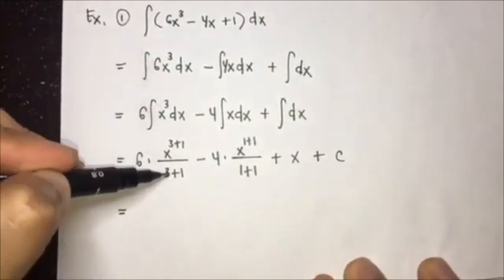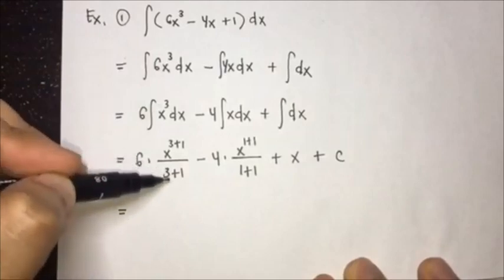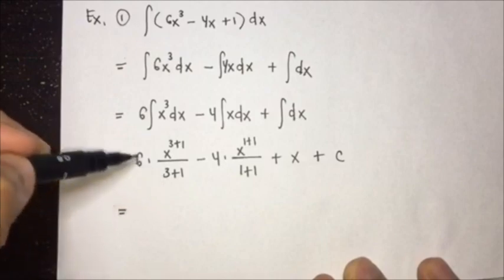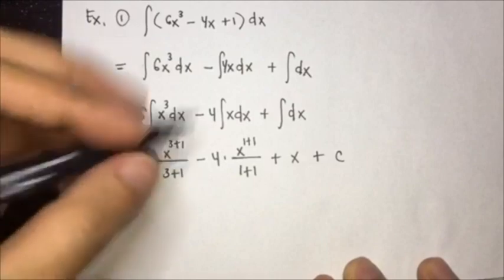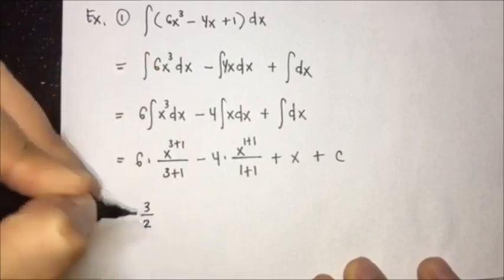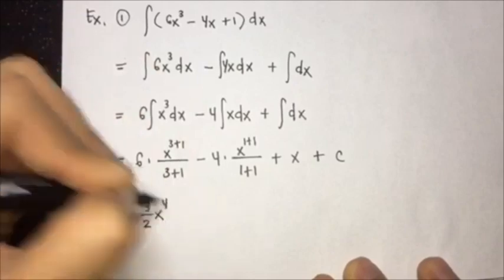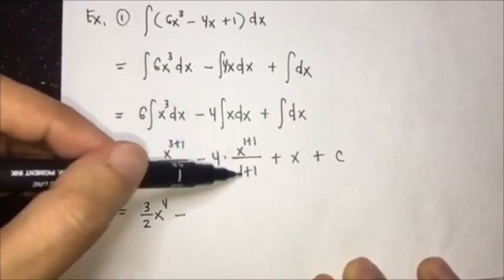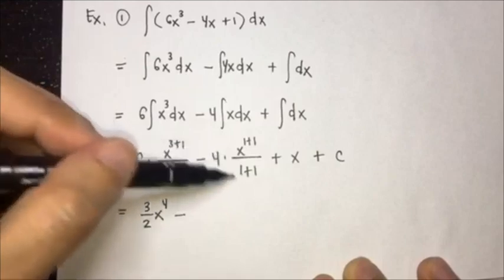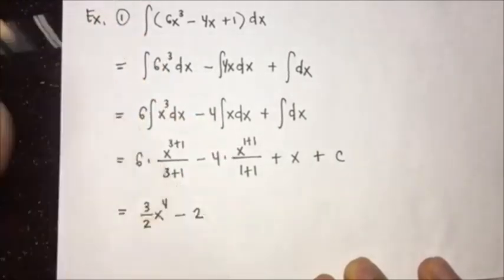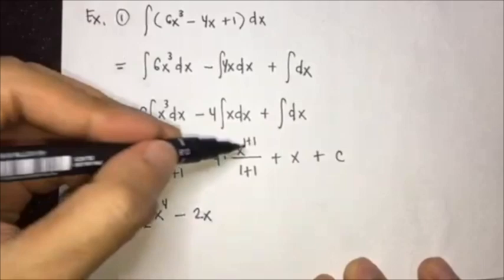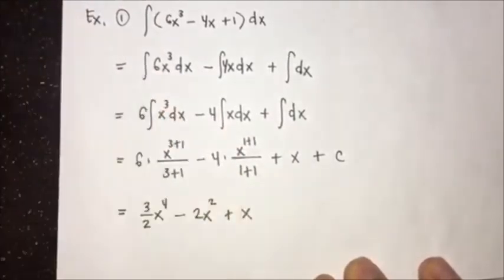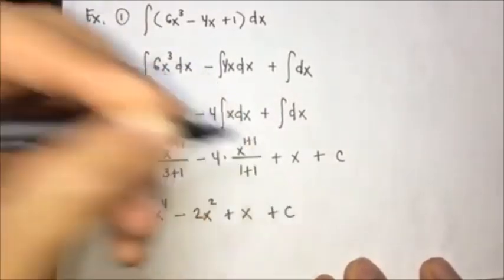simplifying, so we have 6 over 3 plus 1, so we have 6 over 4. 6 over 4, if we simplify, that will be 3 over 2. So we have 3 halves x raised to the power of 4 minus 4 divided by 1 plus 1, so 4 divided by 2, that will become 2, and then x squared, and then plus x, and then plus c.